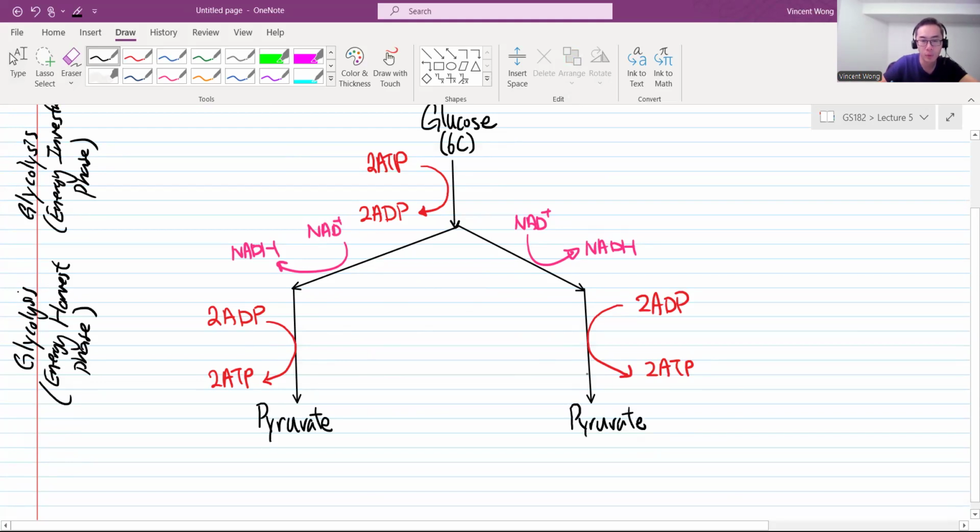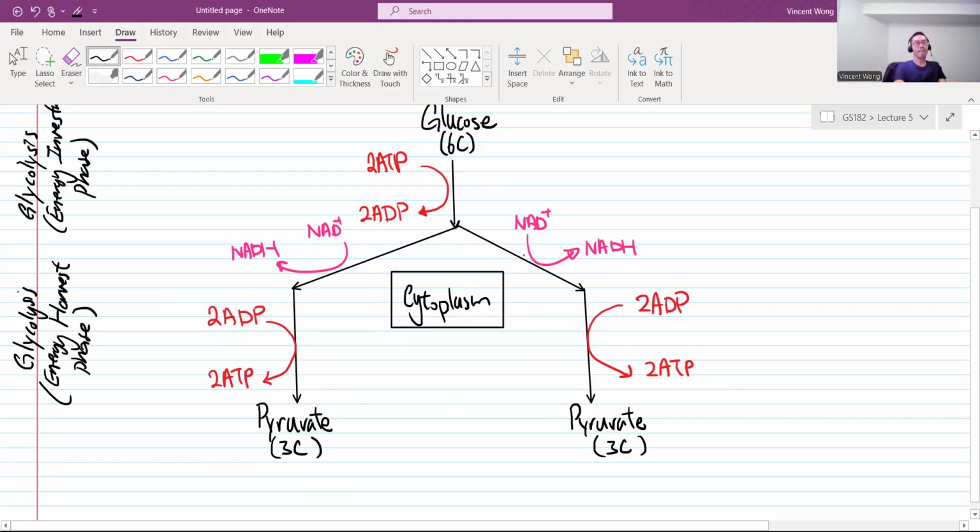Pyruvate. We are splitting the glucose. Glycolysis. The lysis, the breaking of glucose. And how many carbons for each of the pyruvate here? Started with 6. Break it in half. You have 3. And this happens in the cytoplasm. Questions at all?